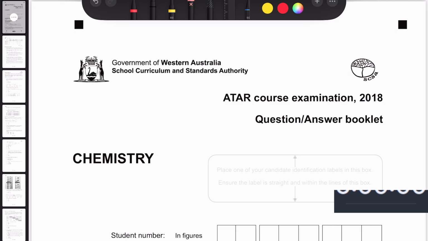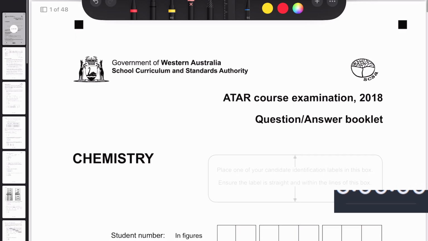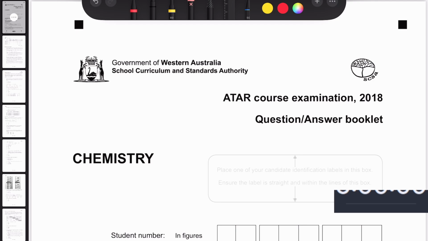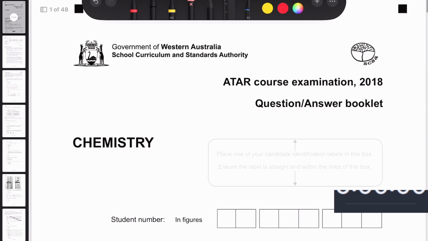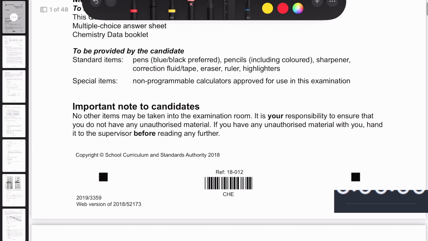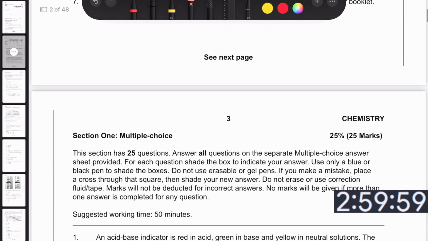Everyone, today we're going to do the 2018 WACE. I only have about 2 hours free right now, so I'm going to do hopefully up to section 2, and then when I come back, we'll finish off section 3 and do the marking. So 3 hours, let's go.